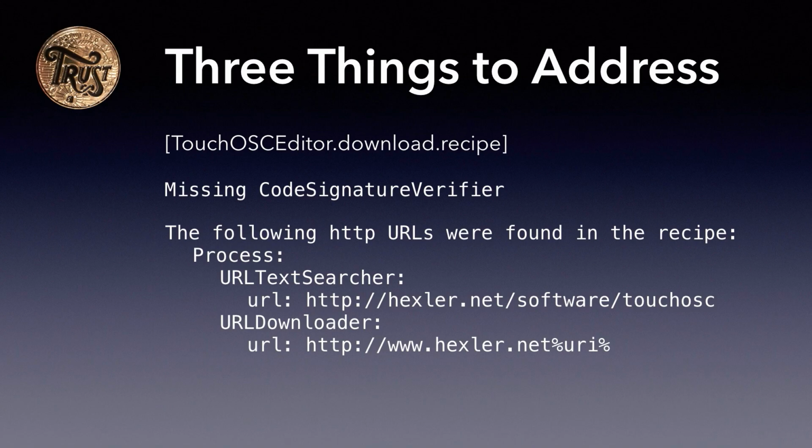Lo and behold, not only has this vendor changed to HTTPS since I wrote the recipe, they actually redirect all their HTTP traffic to HTTPS. So putting an S into this recipe twice and hitting save got rid of those warnings. I run another audit on it, and it's only missing the code signature verifier. Hey, there's that processor again, the one we saw that Recipe Robot automatically created.